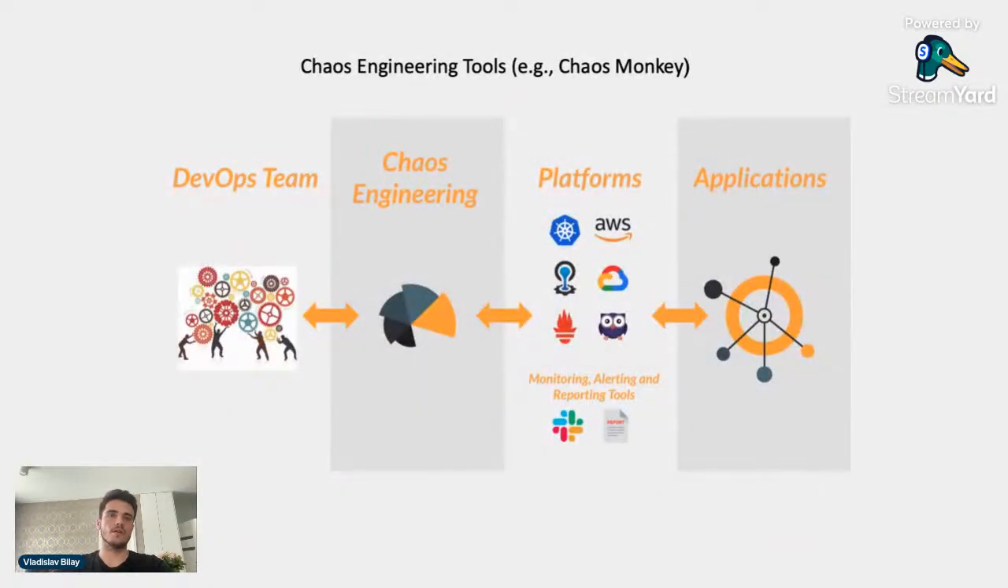So now, chaos engineering tools. Chaos engineering is a unique approach that helps you proactively identify weaknesses in your cloud-native applications. Tools like Chaos Monkey simulate failures in your system to test its resilience and help you build more powerful applications.